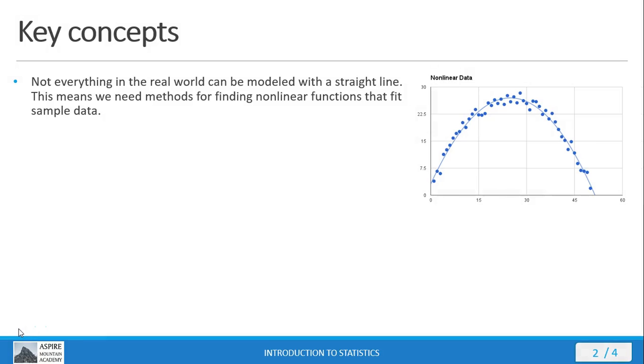So to begin, we need to clear up some key concepts relative to nonlinear regression. We've mentioned in earlier mini lectures how not everything in the real world can be modeled with a straight line. It would be wonderful if we could just make a linear model for everything, and we try to make linear models wherever we can. Sometimes we actually transform the data so that it will fit a linear model. However, this isn't always the best approach to take. And not everything in the world can be transformed to become a linear model, so we need to have methods for finding nonlinear functions that fit our sample data.